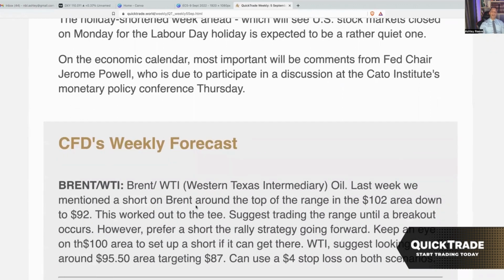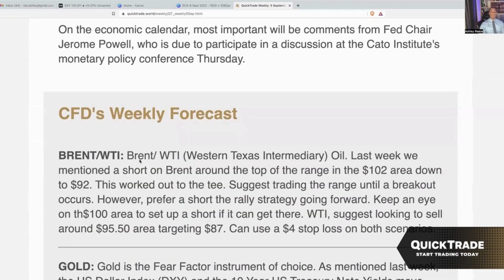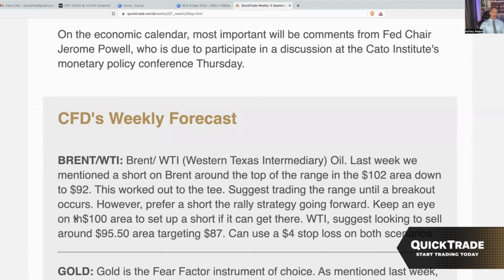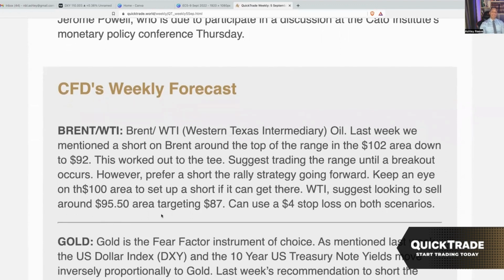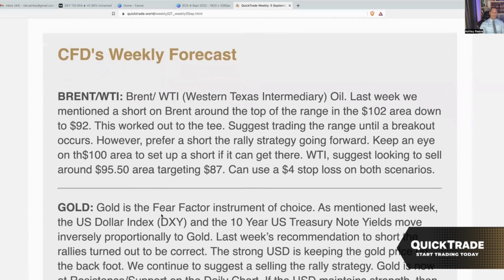CFD's weekly forecast, Brent and WTI: as mentioned, we analyzed a short on the specific securities, and it actually did go in our favor, in our direction. We are still keeping an eye on the $100 mark to set up a short if we get there. WTI, suggesting to sell around the 95.50 area, targeting 87. Get into the trading room to get a few more details on our risk and reward.